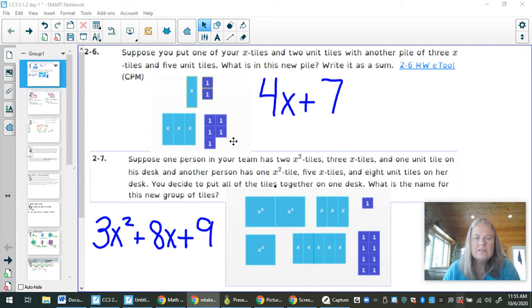Good morning. It is Tuesday, October 6th, and we're going to go over the answers for yesterday's homework and then the first half of section 212 in math.